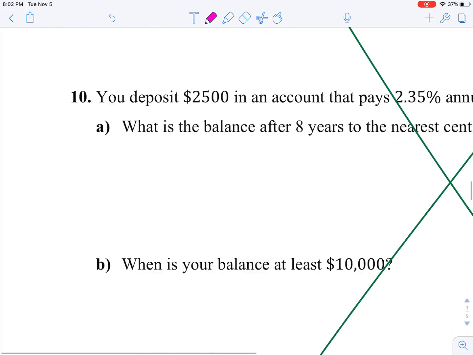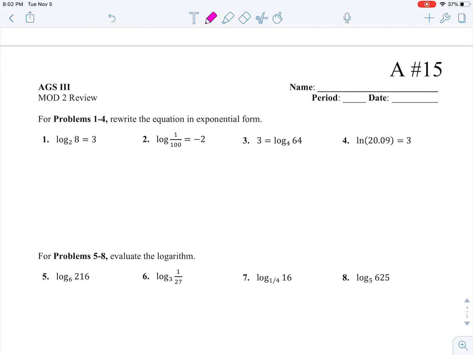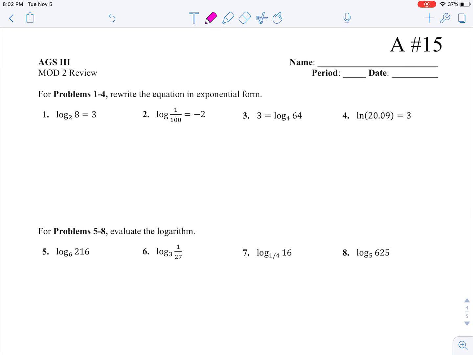All right, this whole page is not on the test at this time. And I think that's going to go ahead and wrap up video number 1.